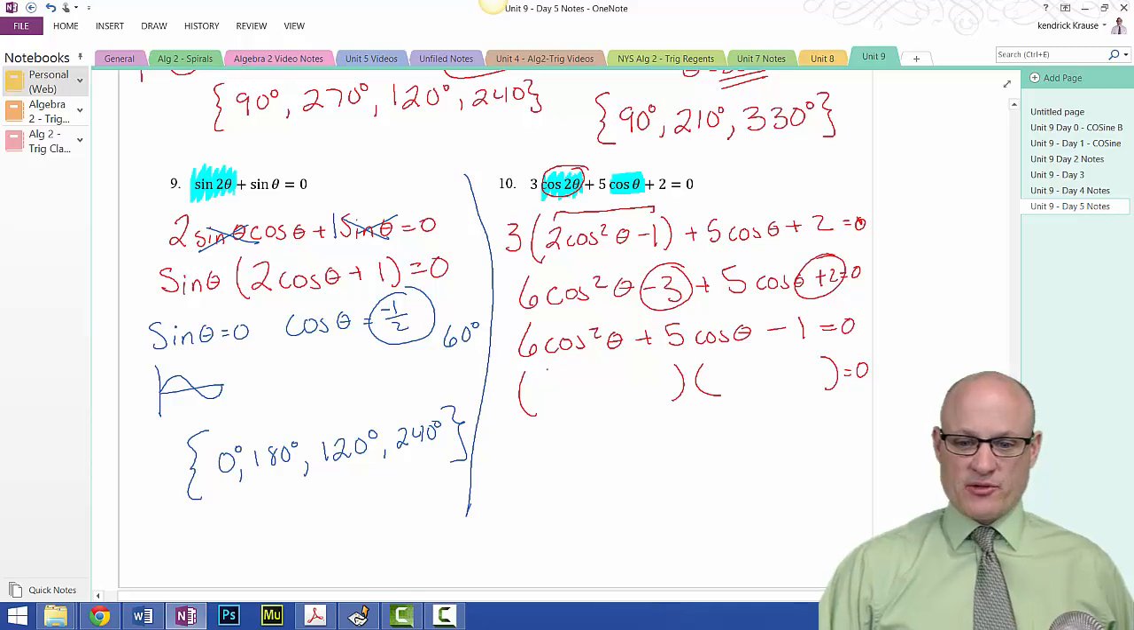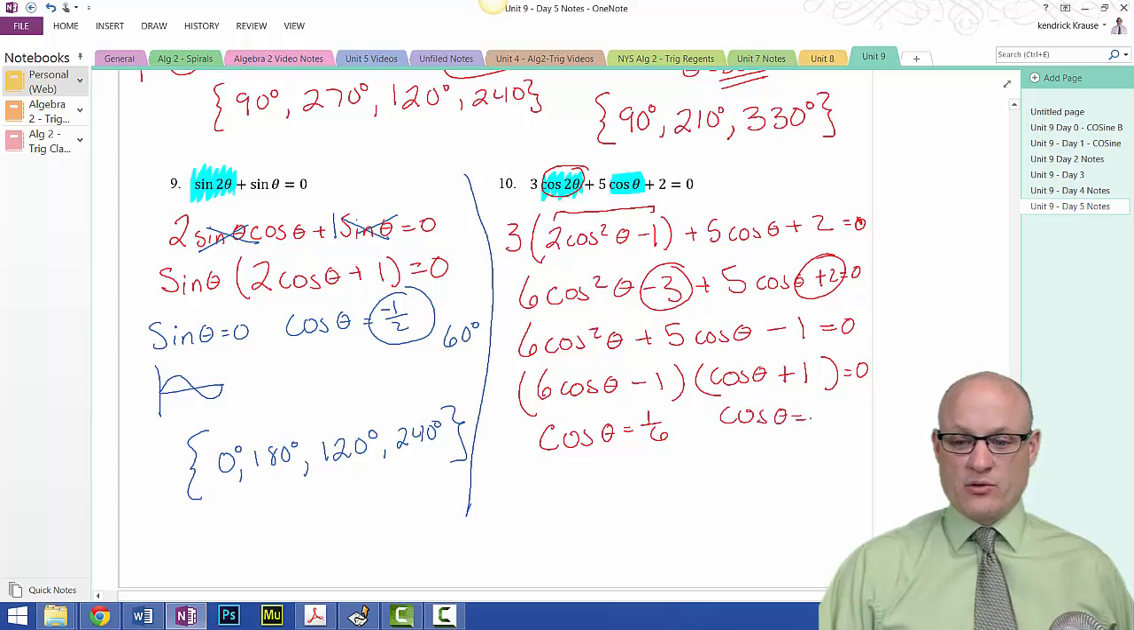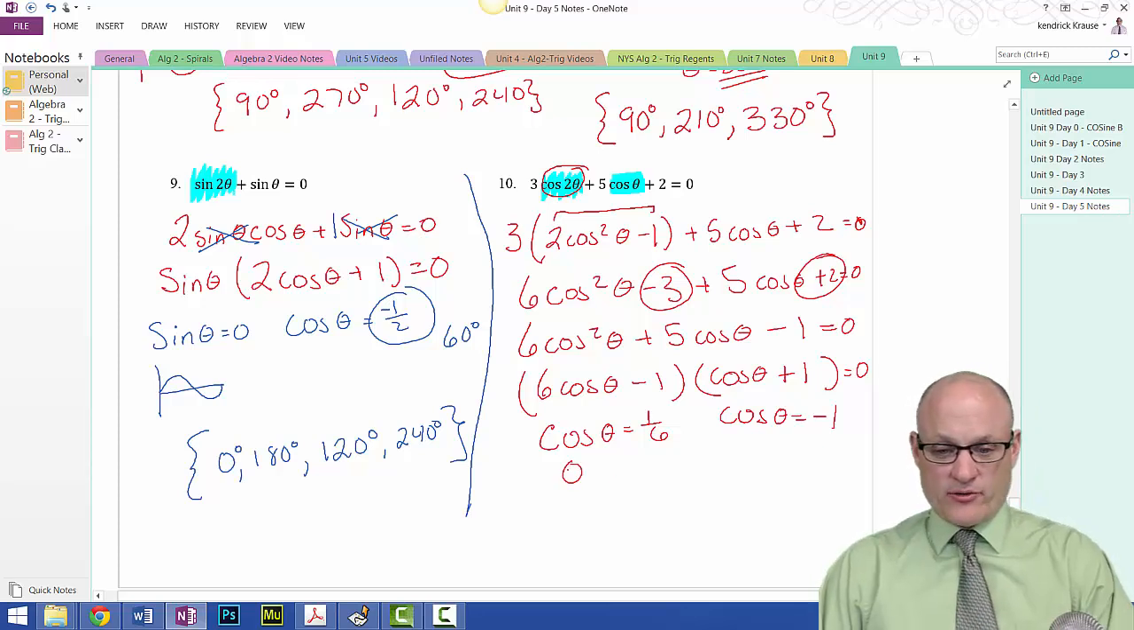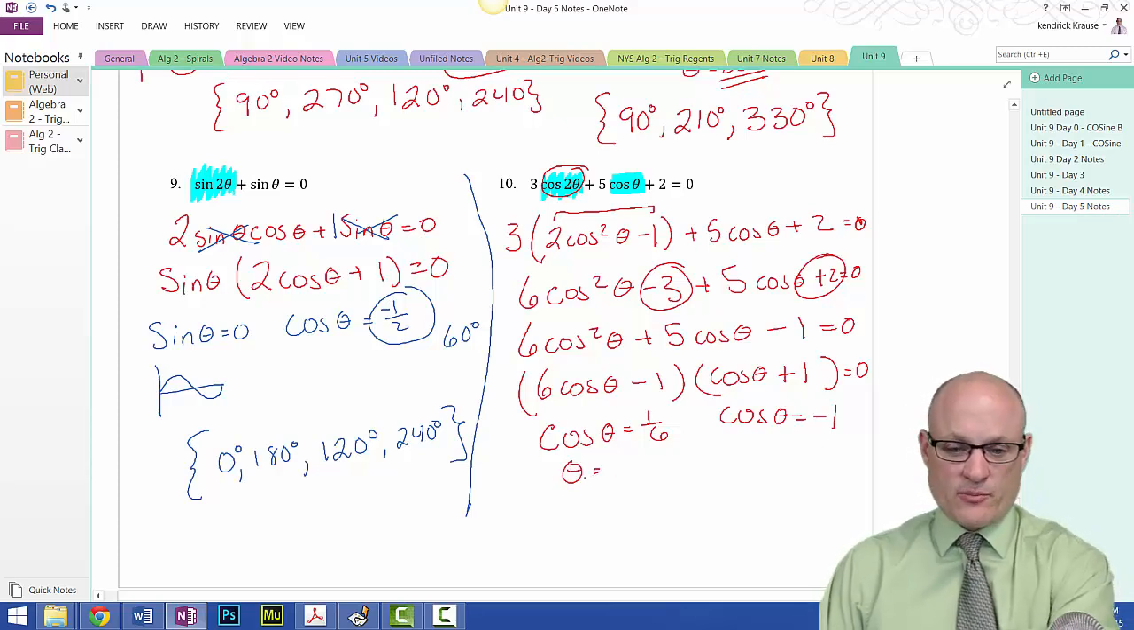So this gives me, I'm just going to do this, 6 cosine theta and cosine theta. Now the reason I picked that is because 6 and 1 kind of make 5. Since I want a positive 5, I'm going to put the plus 1 here and the minus 1 here. This one gives me cosine theta equals 1/6, and this one gives me cosine theta equals negative 1. All right, well, I don't know this one. This one I'm going to have to use my calculator for.